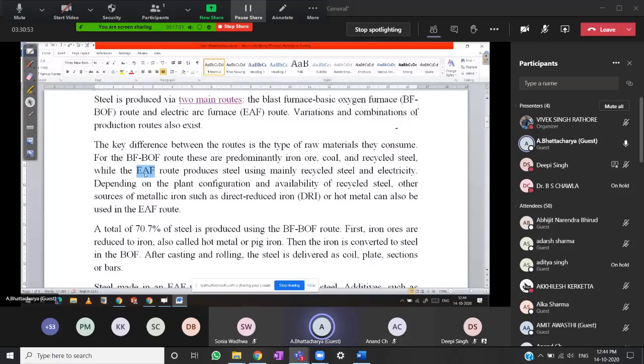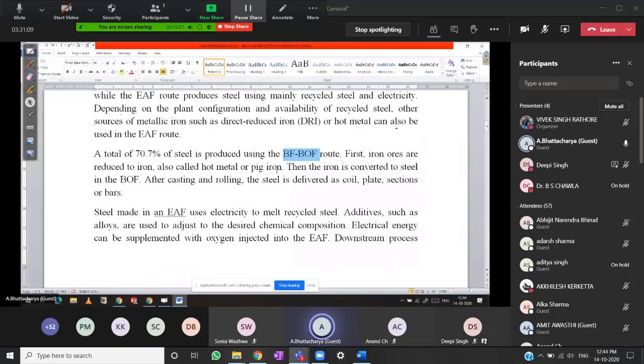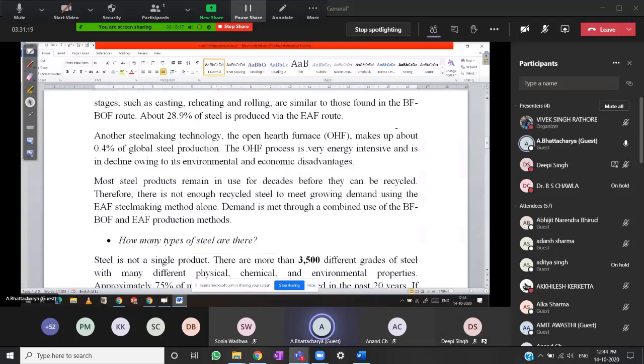So this figure shows that 70.7% of steel is produced by this method, and then the rest is made by the other. So I'll not discuss the first.